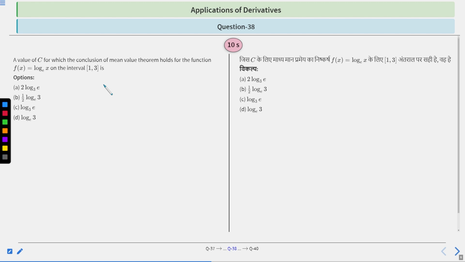So again, the statement of the mean value theorem was the function should be continuous in the closed interval a to b. The function should be differentiable in the open interval a to b. Then there must be at least one c such that f'(c) is equal to (f(b) minus f(a)) upon (b minus a). Right? So these were the conditions of the mean value theorem. Clear? So in this way you can approach this question. You have 10 seconds to solve this question. After 10 seconds we will discuss the solution.